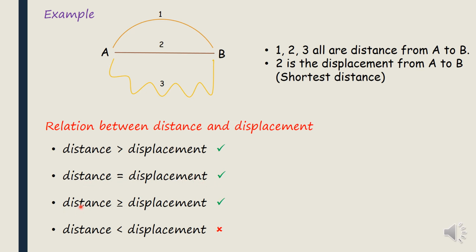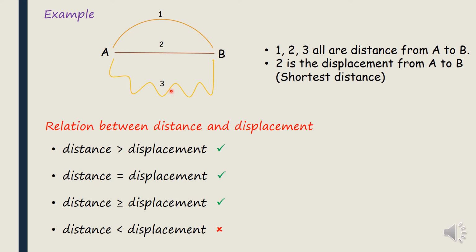Third one says distance is greater than or equal to displacement. ठुलो पनि हुन सक्छ रे, equal पनि हुन सक्छ. So त्यो त ठिकै हो नि त, किन ठुलो पनि हुन सक्छ, equal पनि हुन सक्छ. हैन? 1 and 3 ठुलो छ 2 भन्दा, but 2 चाहिँ distance पनि हो, displacement पनि हो. So equal पनि हुन सक्छ र ठुलो पनि हुन सक्छ. Distance is greater than or equal to displacement. यो पनि ठिकै हो.